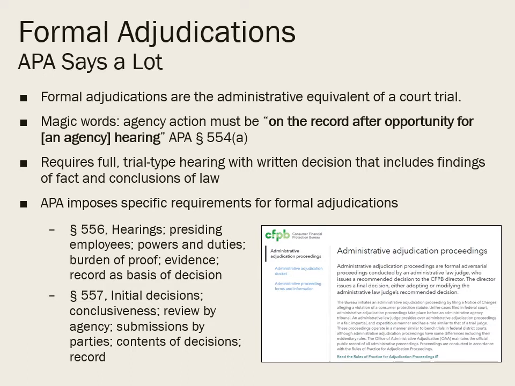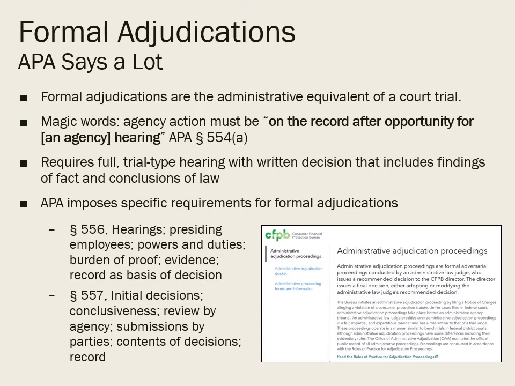Because formal adjudications are the agency equivalent of a court trial, the Administrative Procedure Act says quite a lot about them, and that's what we're going to focus on in today's lecture. So in the APA, Section 556 sets forth requirements and procedures for hearings in formal adjudications, and Section 557 sets forth requirements for agency decisions.